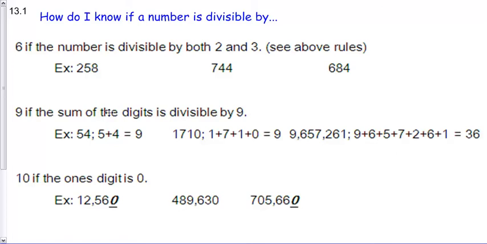The rule for 9 and the rule for 3 are very similar: if the sum of the digits is divisible by 9. So if I add them up and I get a multiple of 9, then that number is divisible by 9. Now what you could do here in this number, 9,657,261, if I add 3 and 6 together and get 9, then I know that 9,657,261 is divisible by 9. And 10 has to end in a 0. If it doesn't end in 0, not divisible by 10.